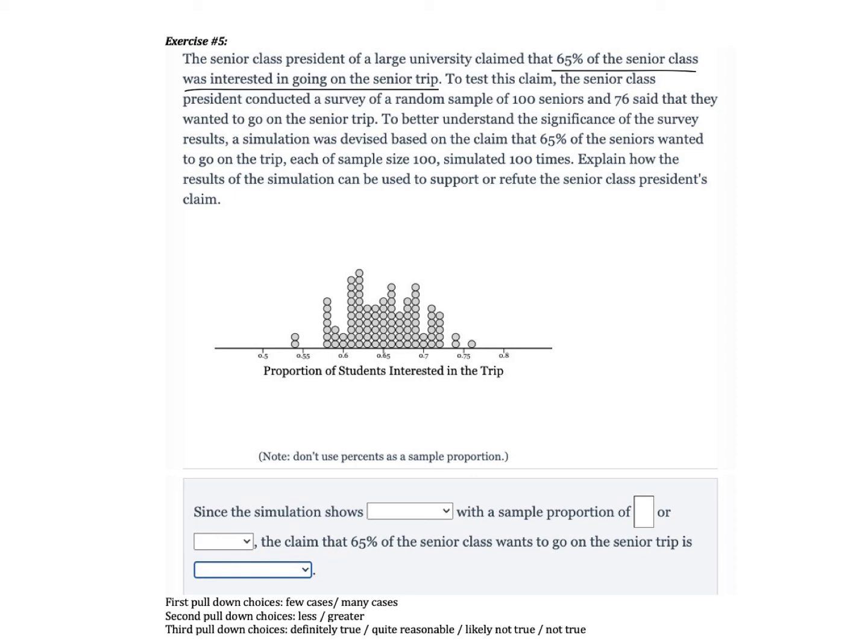To test this claim, the senior class president conducted a survey of a random sample of 100 seniors, and 76 said they wanted to go on the senior trip. So what we observed, we'll circle that in red again. And this observation is just like what we observed with the last survey. It's like what we observed flipping that coin that ended up thinking it wasn't fair. Okay, so that's kind of a common piece of each of the problems. So that's 76 out of 100 is what we observed, which is 0.76.